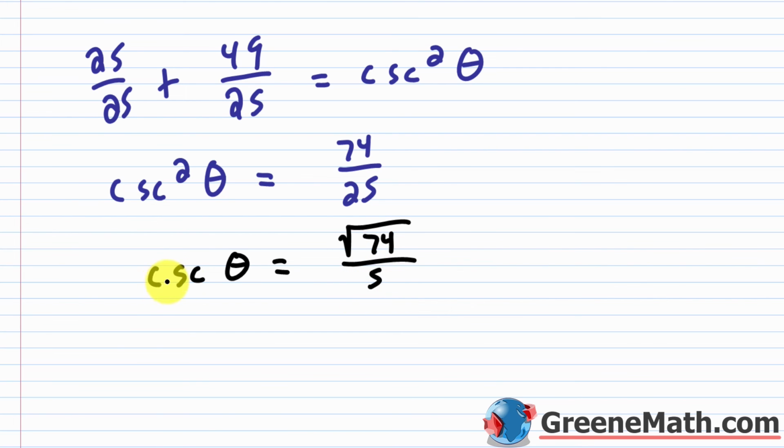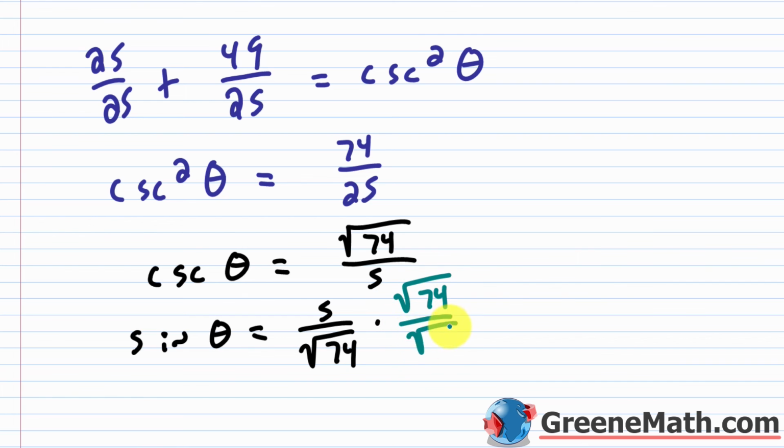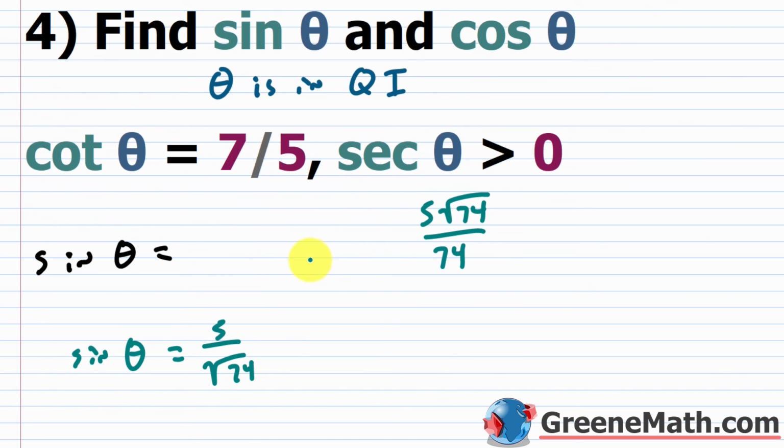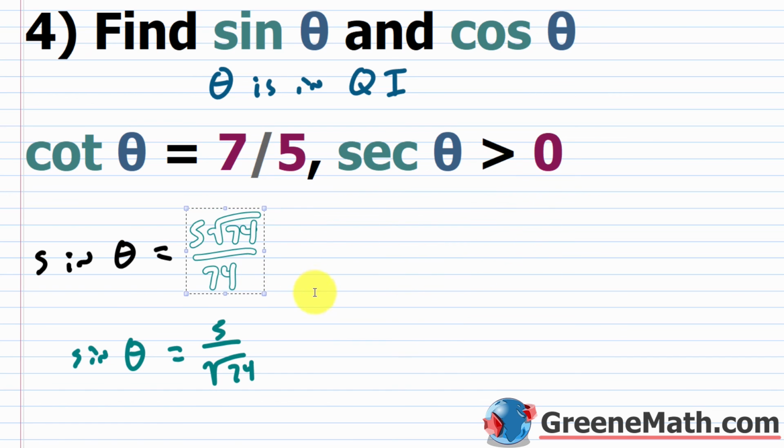Now, we don't want the cosecant of theta. We want the sine of theta, which is equal to the reciprocal of this. So it's 5 over the square root of 74. And so I'm just going to rationalize the denominator. So multiply this by the square root of 74 over the square root of 74. So this gives me 5 times the square root of 74 over 74. Okay, so let me just paste this in here. And I'm going to keep this sine of theta equals 5 over square root of 74 down here, because I'm going to use that in a moment. I'm going to get rid of this and move the simplified version over here. So that's our first answer.